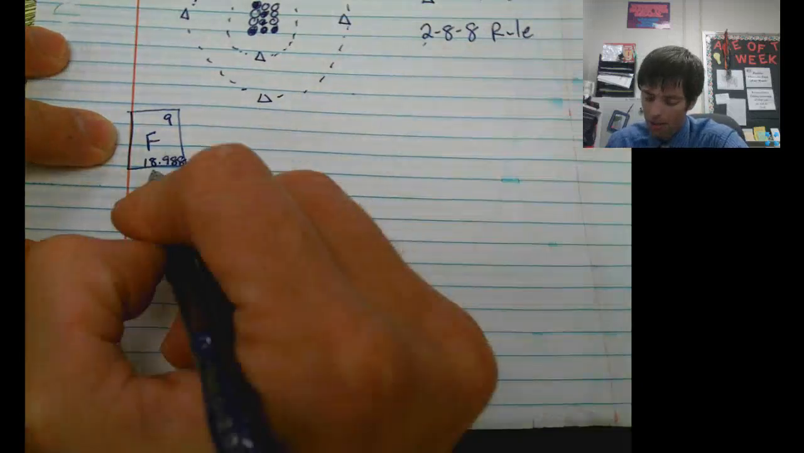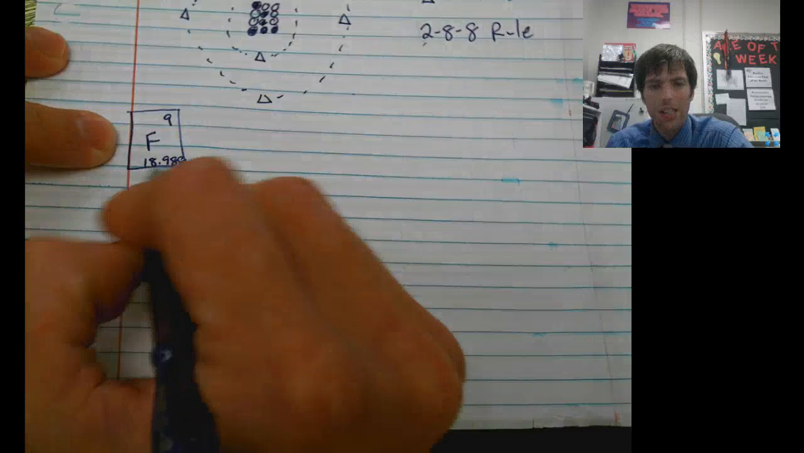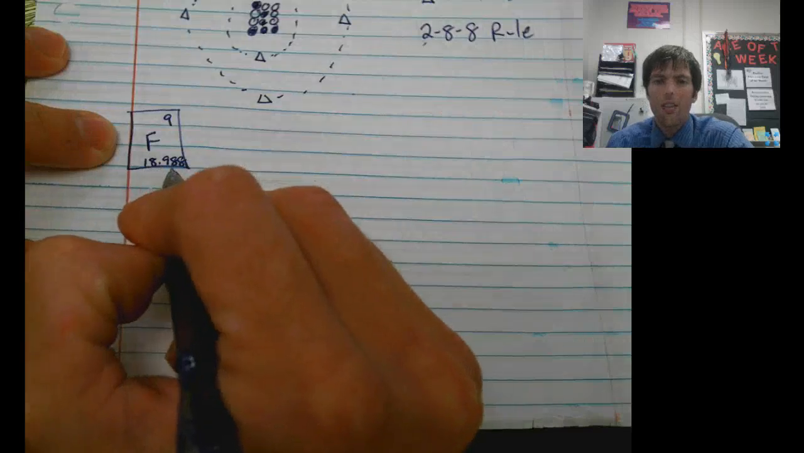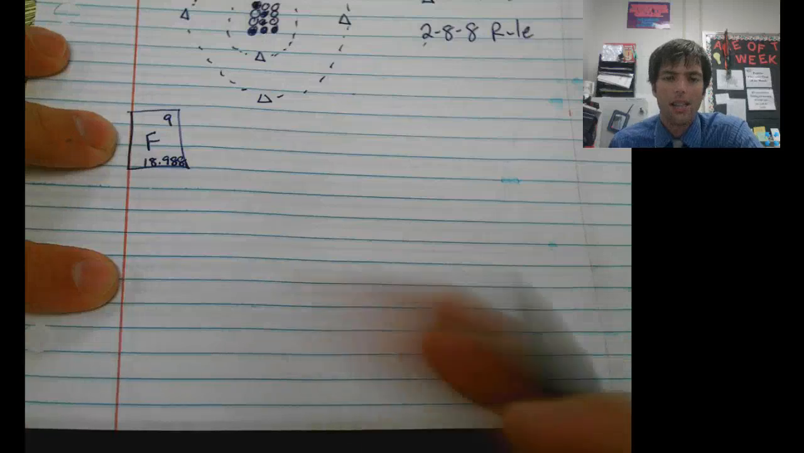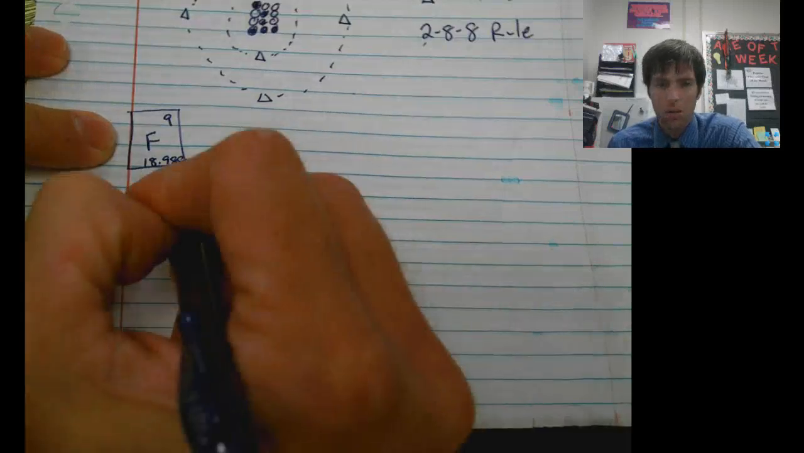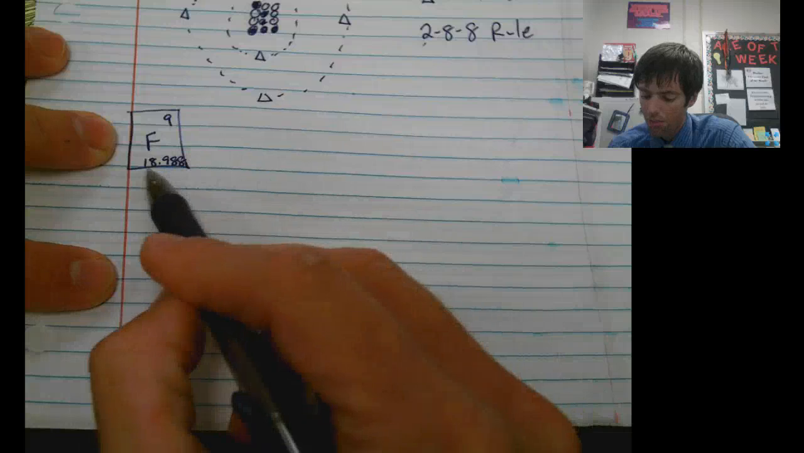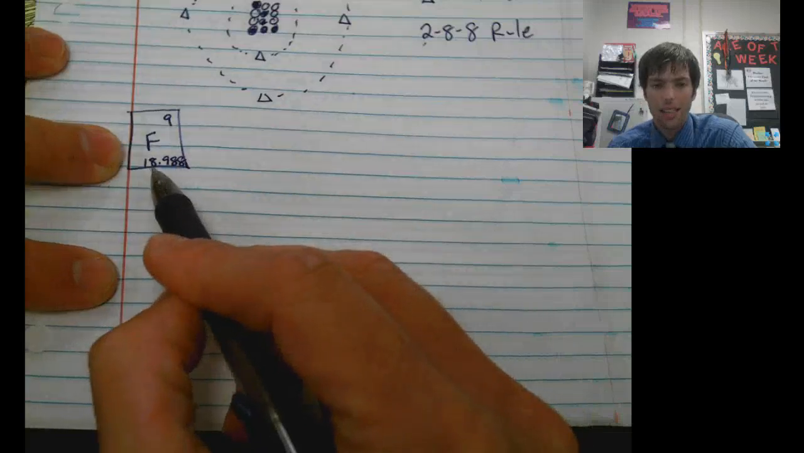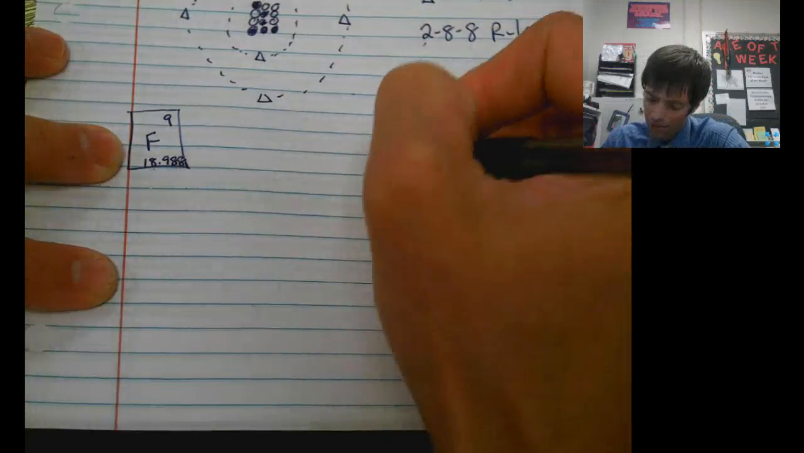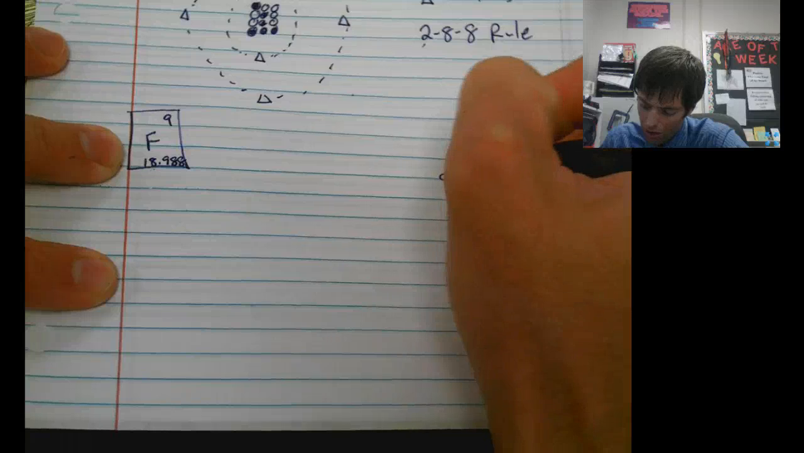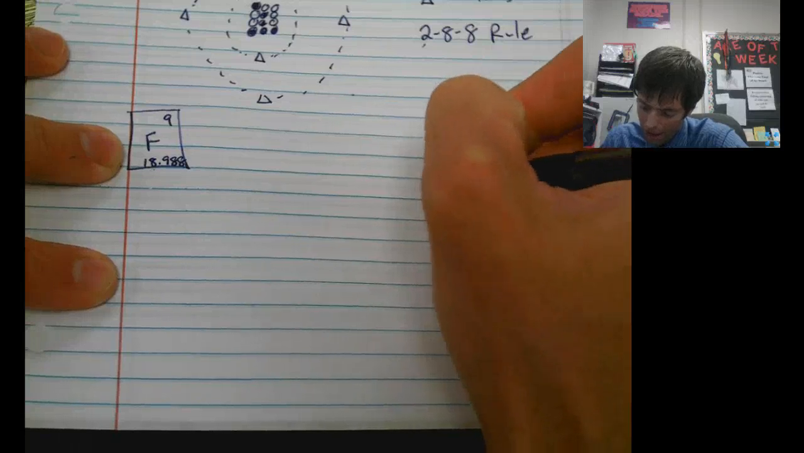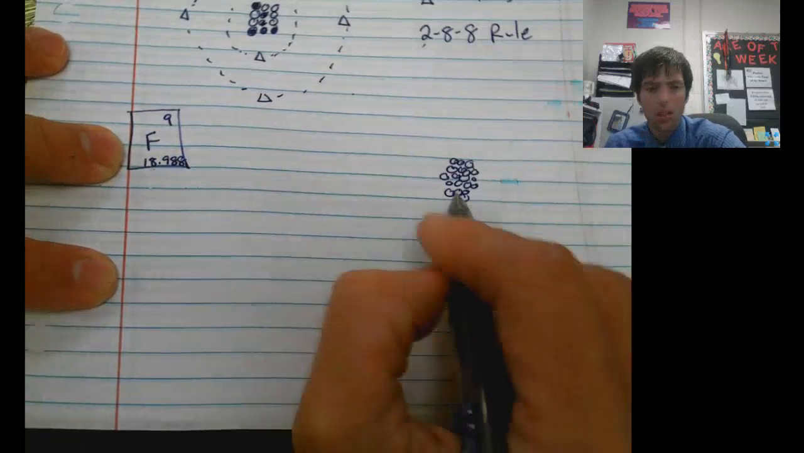Atomic mass number. Now when you have this number right here, 18.988, that's an average of all the different types of fluorine isotopes in the world. So we're always going to round this to a whole number. So let's round 18.988 up to 19. So I'm going to draw 19 stuff in here in the middle. 1, 2, 3, 4, 5, 6, 7, 8, 9, 10, 11, 12, 13, 14, 15, 16, 17, 18, 19. Whew, that's a big nucleus.